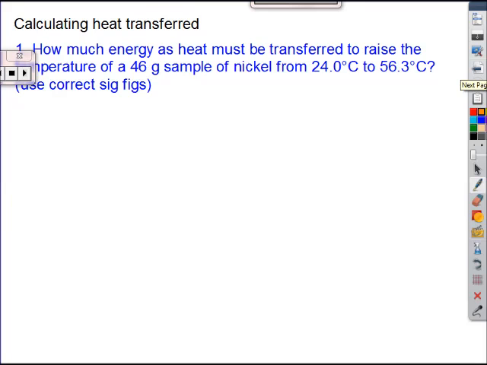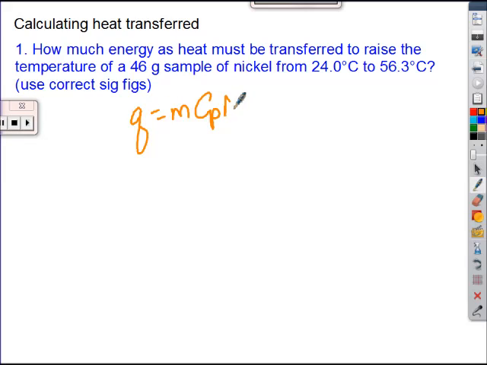Alright, so now we're going to take a look at how we actually use that equation. Q equals mCp delta T. Again, Q stands for heat or energy. So if I'm trying to find out how much energy, this is my Q. So what does Q equal? Start out by saying, what do I have? Can you find the mass in here? Oh, 46 grams.